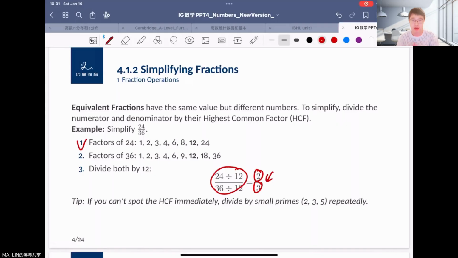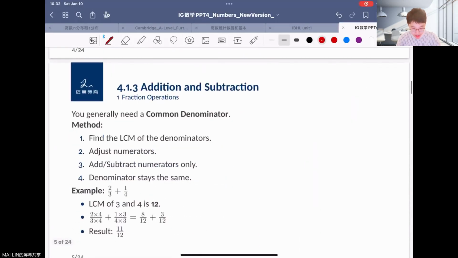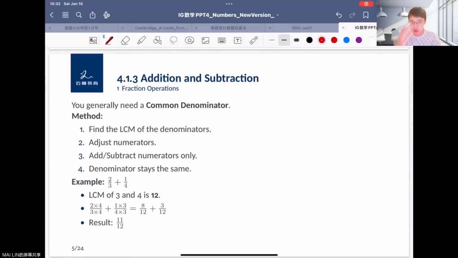So that is how to calculate with fractions and how we can simplify them. Always remember to find the common factors. Here is how we use addition and subtraction between two different fractions. First we have to find the lowest common multiple, then adjust the numerators, then add or subtract, and then make it a simple fraction. Here we have 2 over 3 plus 1 over 4.